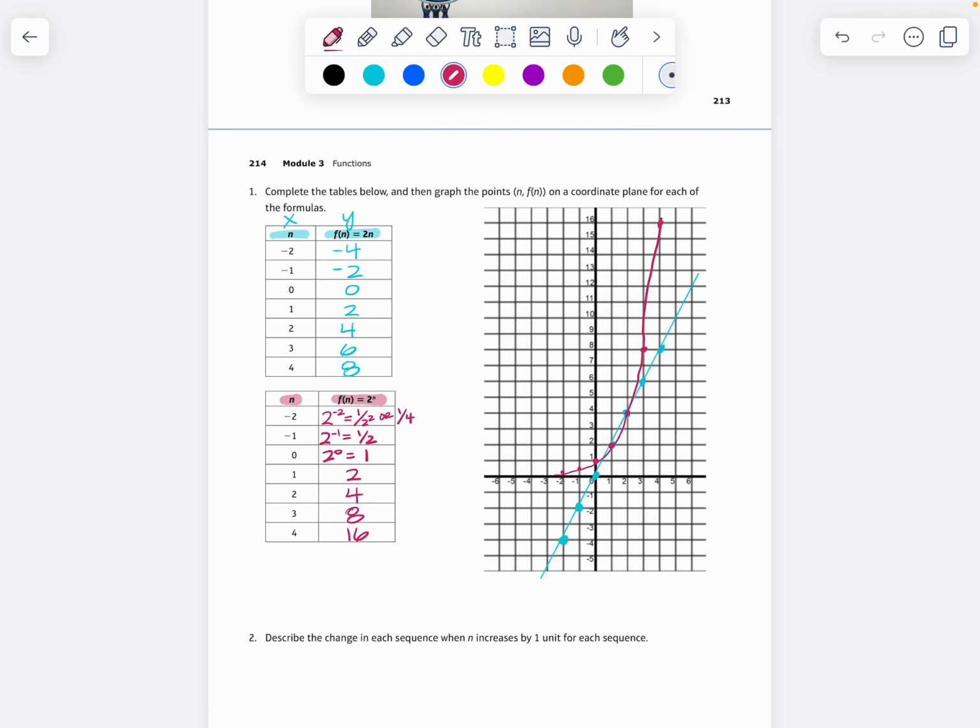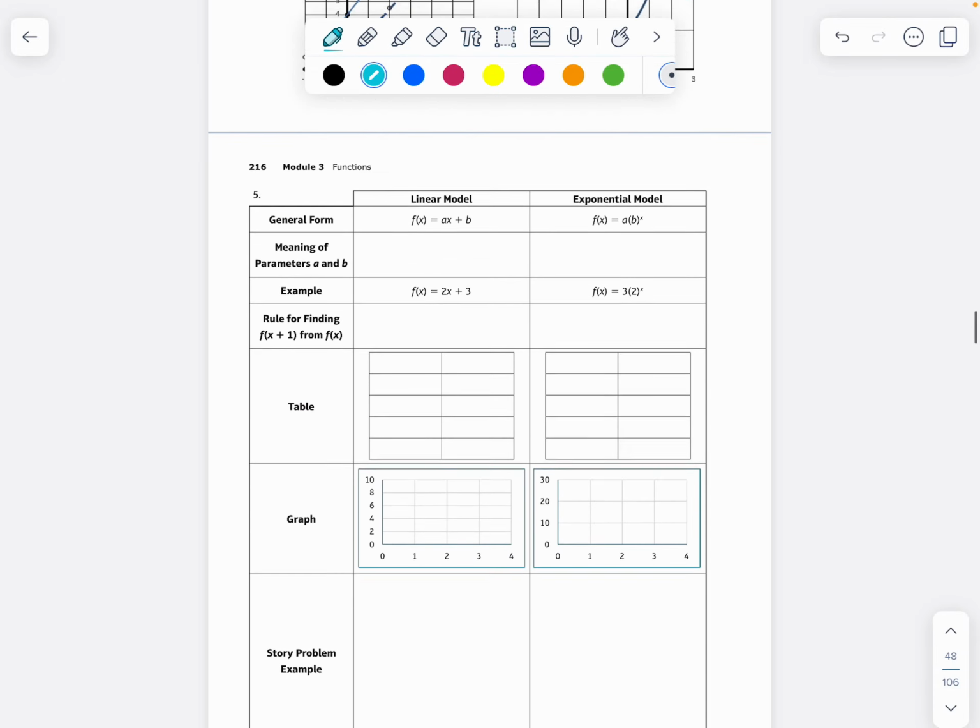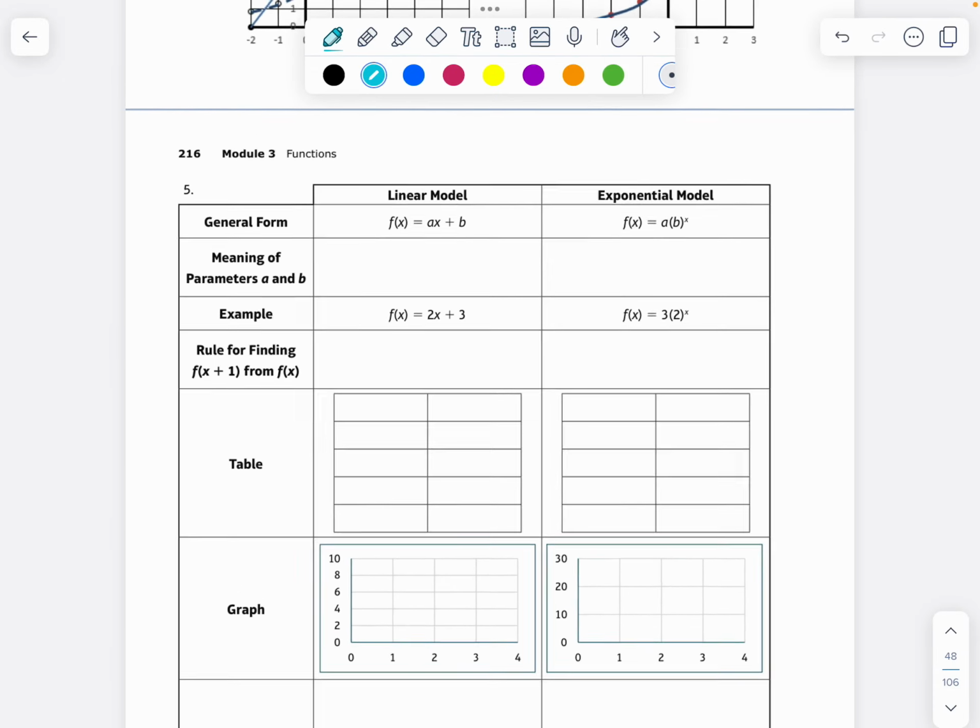All right. So number 2 asks to describe the change for each sequence when n increases by 1 for each. See, look, our x is increasing 1. Right? So our first function, for each input, the output is increasing by 2. For the exponential one, it's increasing by a factor of 2, so it's doubling. That's a big difference. All right, we're going to skip the next page and go to the top of 216.